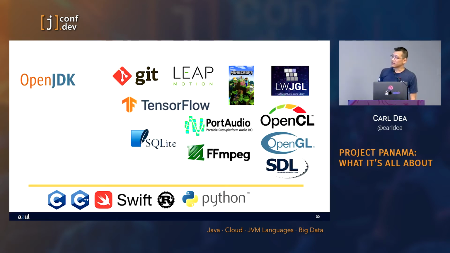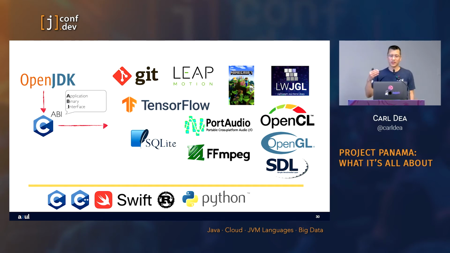So how does it actually access these native libraries? Currently, Project Panama only supports the native language C, because of the C ABI. There was a well-known convention because C's been around forever. It's called the Application Binary Interface.